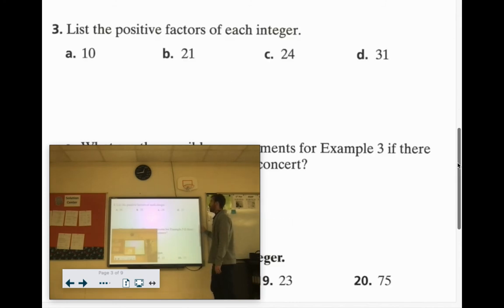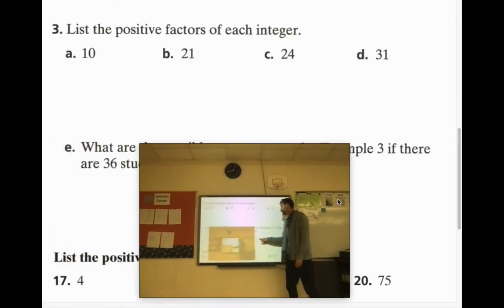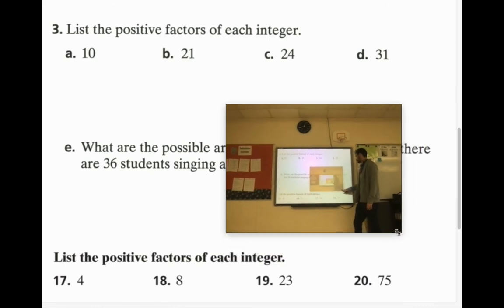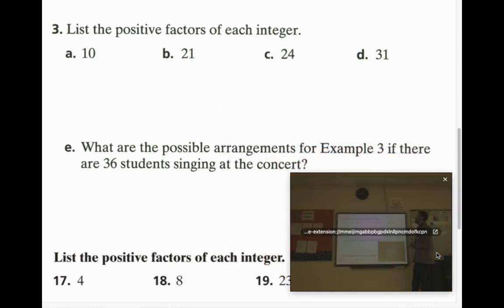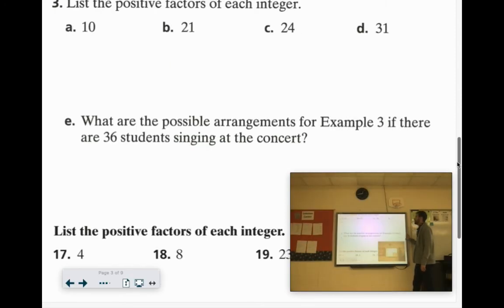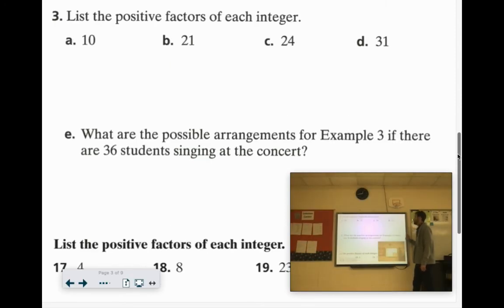So I got 5 parts to this question here. Let's get a little bit smaller here. List the positive factors of each integer. So those shouldn't be too bad. And then what are all the possible arrangements, for example, 3, the one we just did, but with 36 students singing at the concert. So let's think about the factors of 36. So up here, A through D, you're just listing the factors, which we'll pause and you'll try in a second.